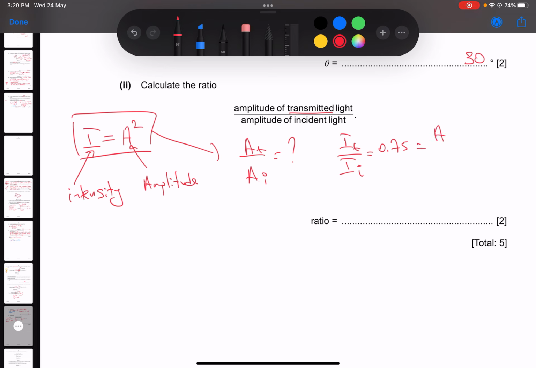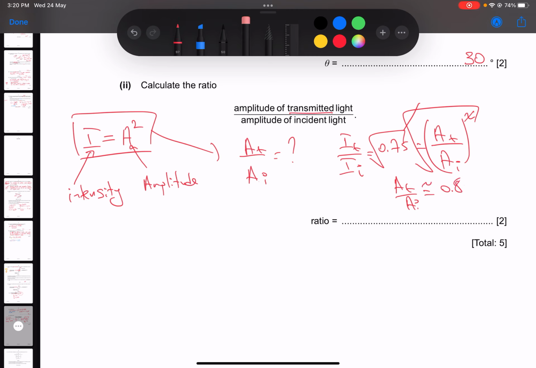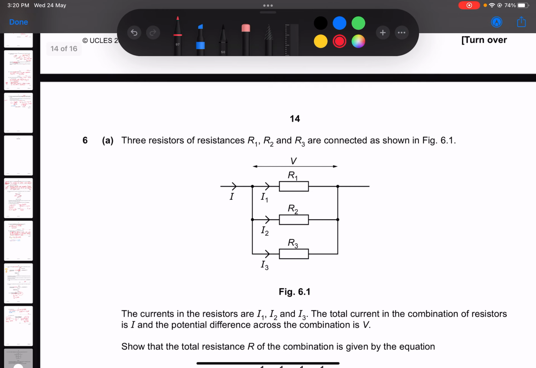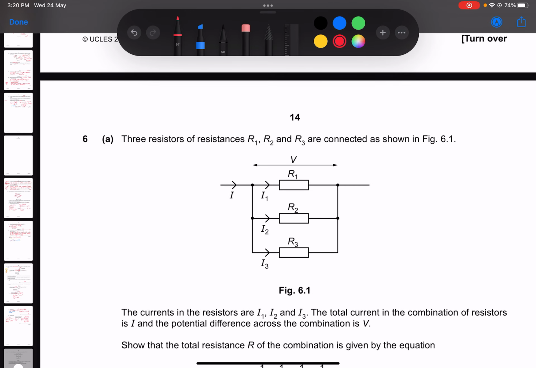But this is going to be I transmitted over I incident intensity. Both should be squared, actually, but we have to find them already. So simply take the square root of both sides, right? The square root is cancelled. The square root of 0.75 would be, I transmitted over I would be, when you use a calculator, 0.87, very close to this number. That's it. That would be question number 5.